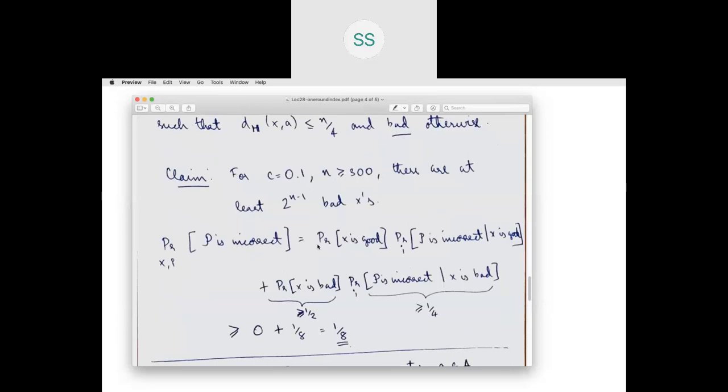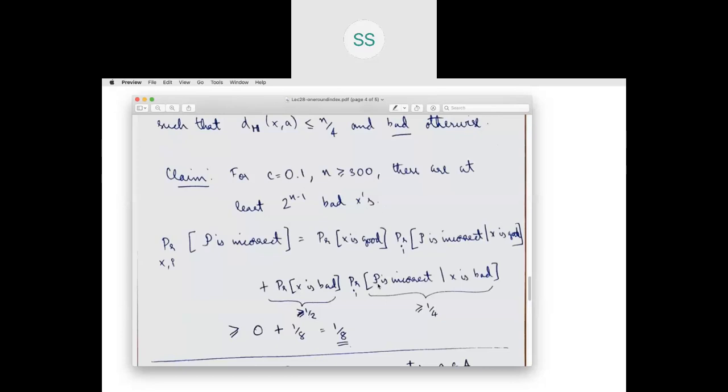So what we'll do is we want to say that there is some fraction of incorrect answers. So this is a probability, so this is at least 0. So we'll lower bound it by 0. And this part, what is the probability that x is bad? We know that x is uniformly distributed over the 2^n vectors, and we know that at least half of the x's are bad. So the probability that x is bad is at least half.